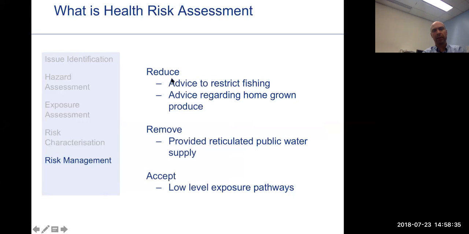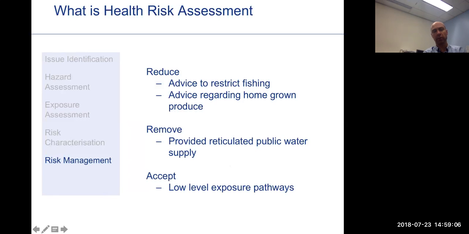So the first thing is to come back to risk management. To keep it in those headings that I talked about before: reduce, remove, or accept the risk. I've kept this really simple as well. There's a lot more to it than this. But thinking about reduce, we had advice to restrict fishing. So we said you can still have certain numbers of fish per week by type of fish. And we gave out advice regarding homegrown produce, which changed a little bit over time.